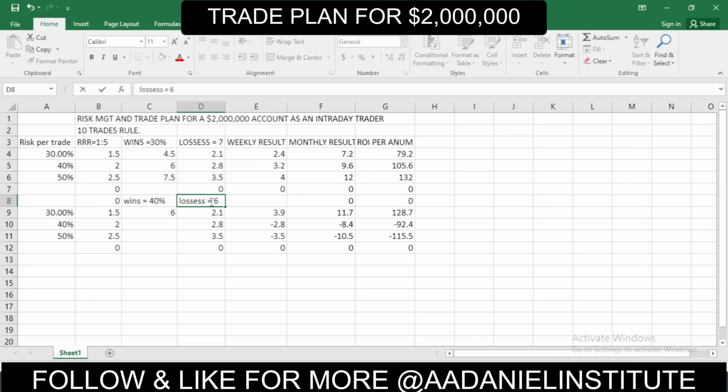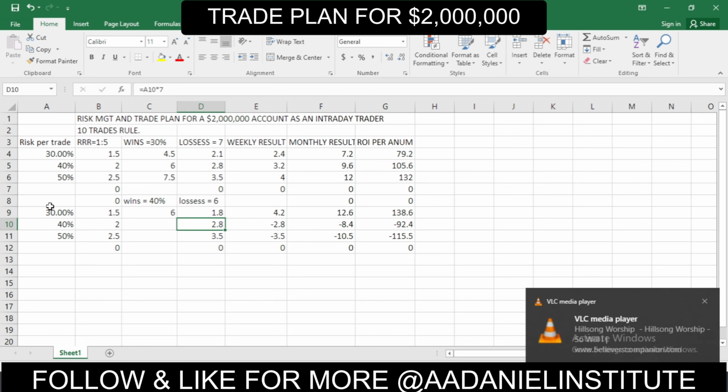So 6 times now, since we are doing a 40% win rate. For 6 times, what do we have? Your risk per trade divided by 6. If you are getting 0.3% of your account multiplied by 6, you have what? 1.8% loss.